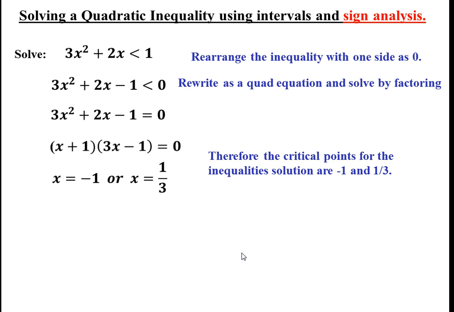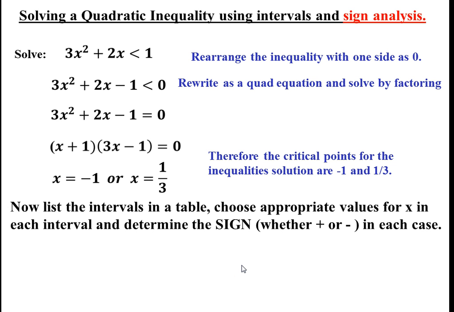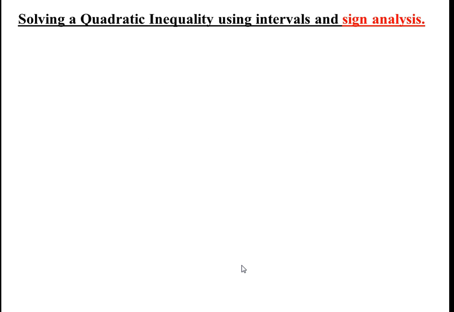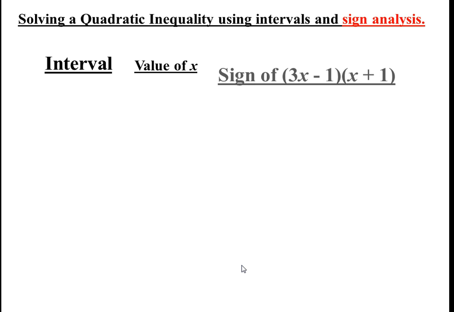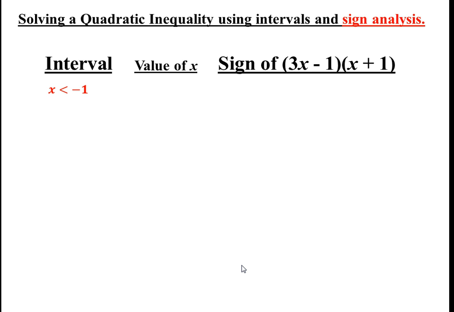Now, when we did intervals, we figured out the test points for certain intervals. What we're going to do now is list in a table appropriate values for x in each interval and determine the sign, whether it's positive or negative in each case. So solving by sign analysis, we've got three intervals again. The intervals are x is less than negative 1, x is between negative 1 and 1/3, and x is greater than 1/3. So just like with test points, we have to figure out what those three intervals are.